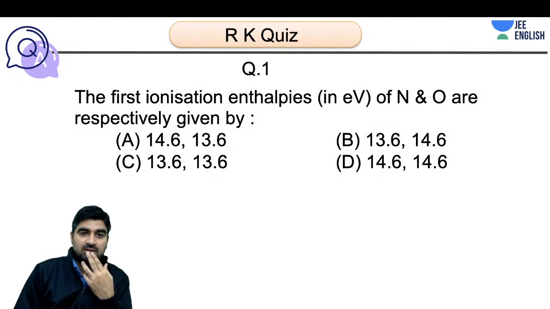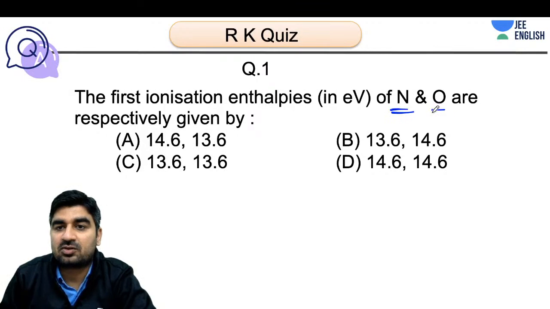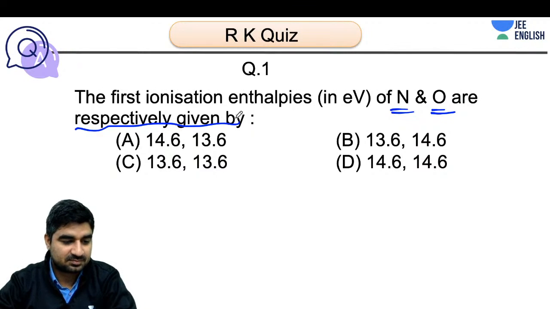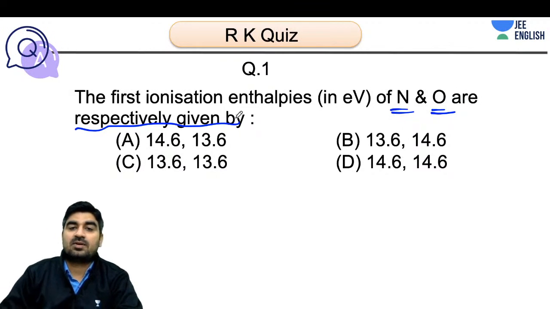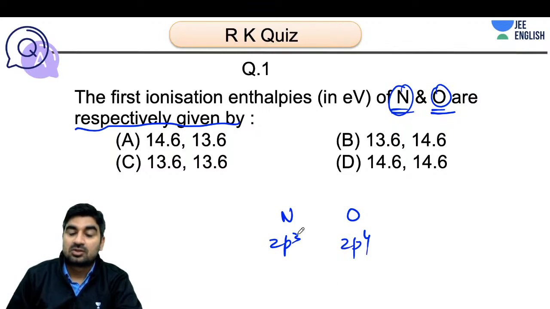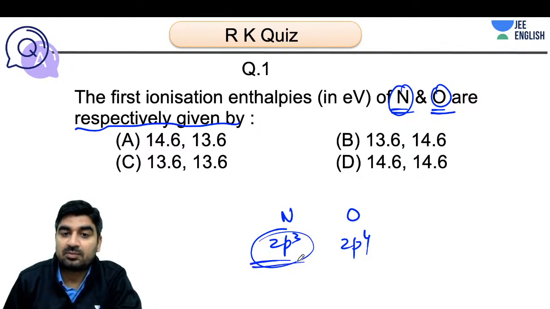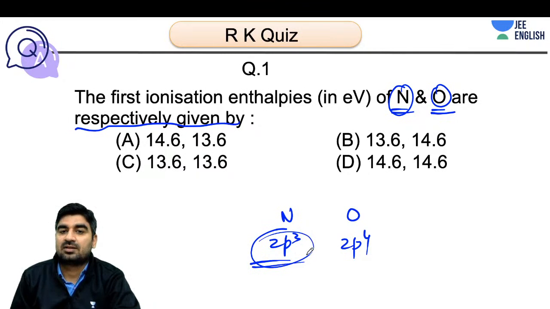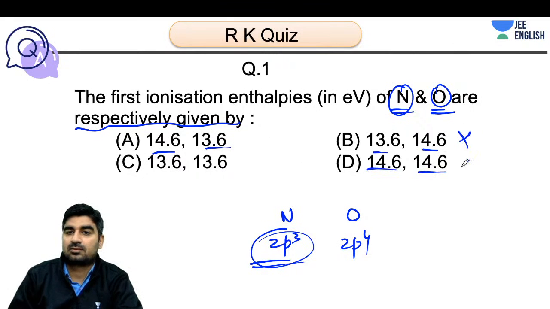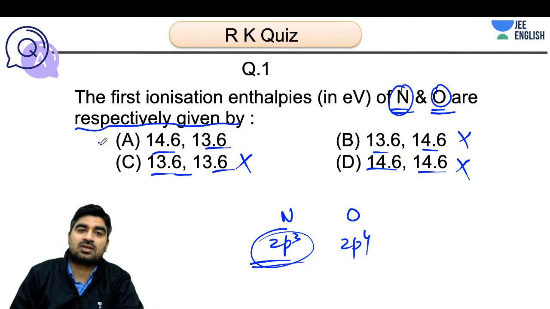So just do it. The first ionization enthalpy of nitrogen and oxygen are respectively. What will be the answer? Tell me. So nitrogen and oxygen. The ionization enthalpy of nitrogen will be more due to exactly half filled. So the first option, it will be more and less. The answer will be A.